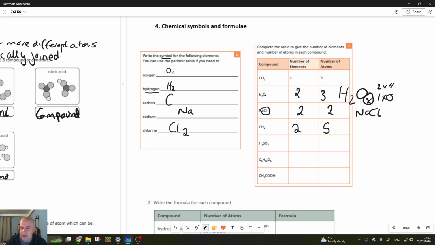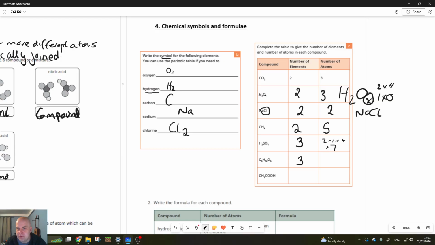Okay, here we go. H2SO4. How many capital letters do we have there? We have 3. How many atoms are there? Well, there is 2 plus 1 plus 4. Now, 2 plus 1 plus 4 equals 7. Look at that. Nice. This one's getting a bit more crazy now. Look at all those atoms. But we still only have 3 elements. A C, a H, and an O.